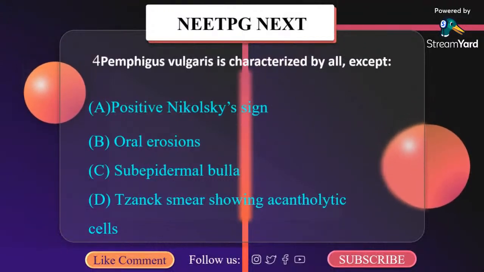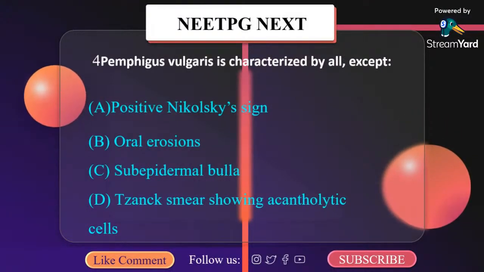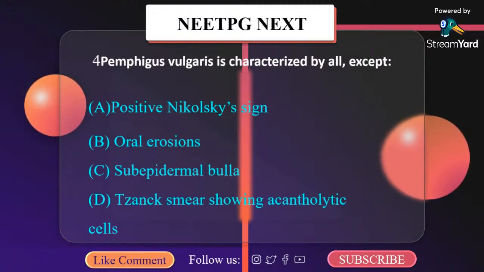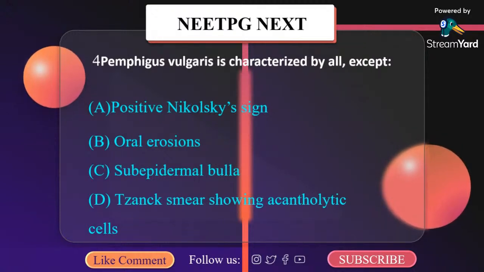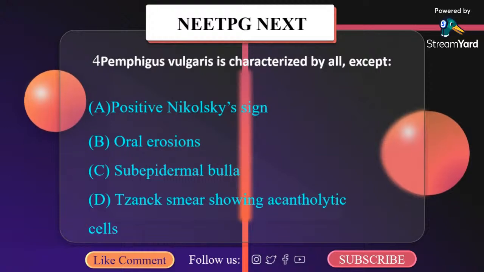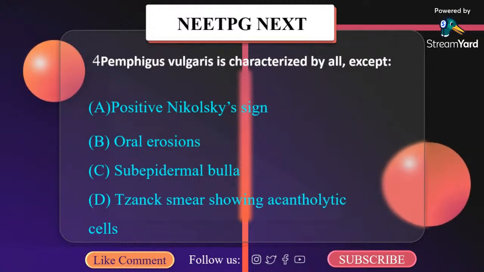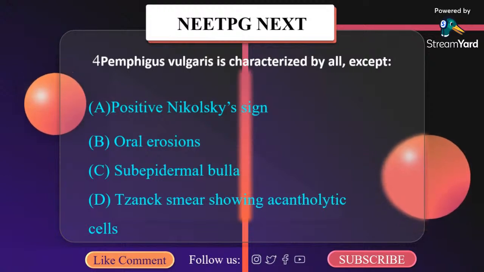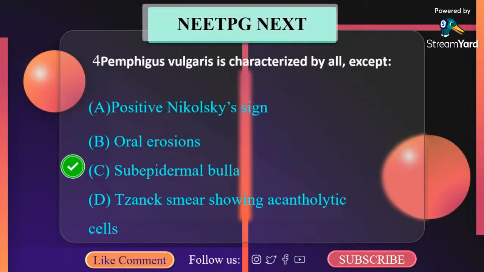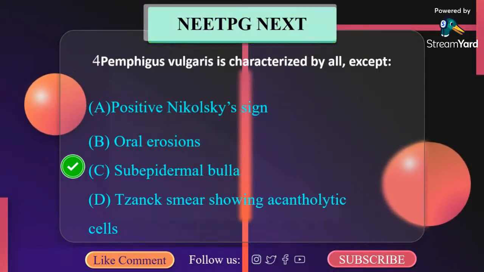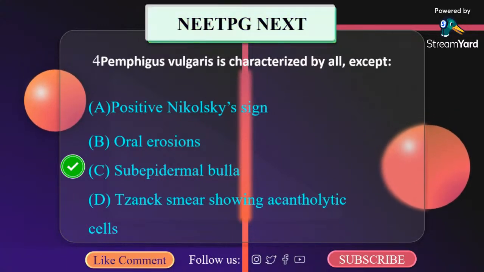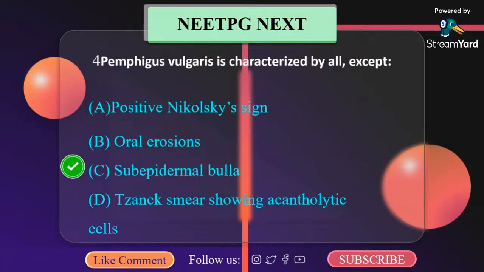Pemphigus vulgaris is characterized by all except: A. Positive Nikolsky sign, B. Oral erosions, C. Subepidermal bulla, and D. Tzanck smear showing acantholytic cells. What do you think the correct answer is? The correct answer is subepidermal bulla. Why? Pemphigus vulgaris is an intraepidermal blistering disease. So subepidermal bulla is the correct answer here, the exception.